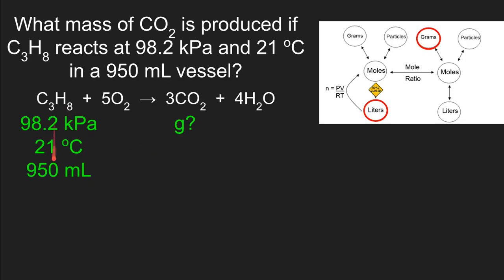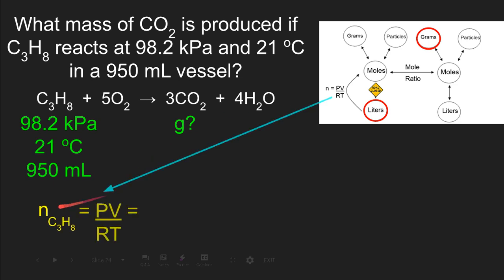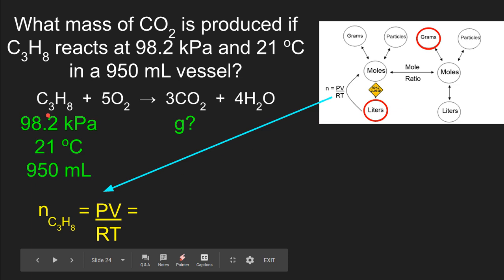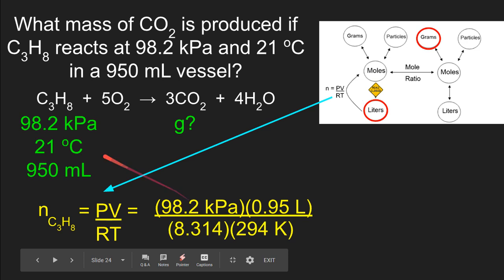So I have organized my information. What I'm going to do first, starting to the left of your paper, is moles of my C3H8 equaling PV over RT. So I just plug and play, you guys. 98.2 kPa, 0.95 liters. It's got to be in liters. I'm using 8.314 for R because that's the R value that corresponds to kPa. And then that's my temperature, 273 plus 21 is 294.